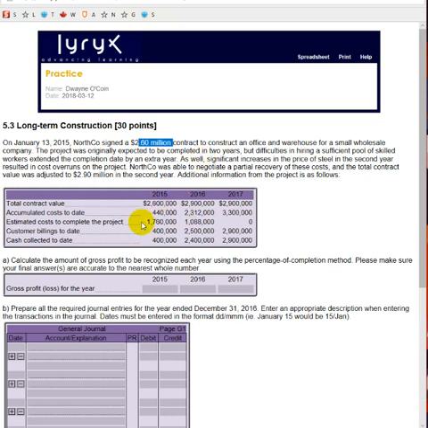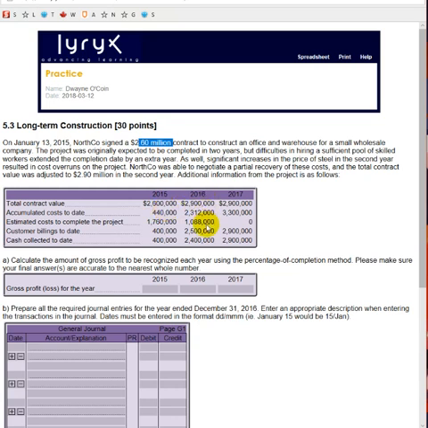The original total costs, if we add up the cumulative costs to date at the end of 2015 plus the estimated cost to complete the project, add up to 1.76 million plus 440,000. That's $2.2 million, which means that we're going to make $400,000 on the project. That was the plan in 2015.